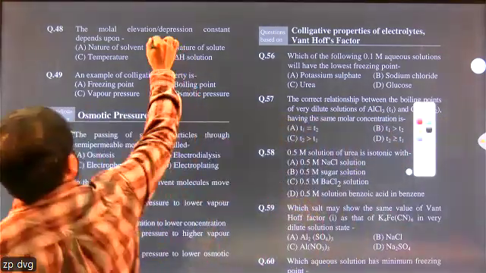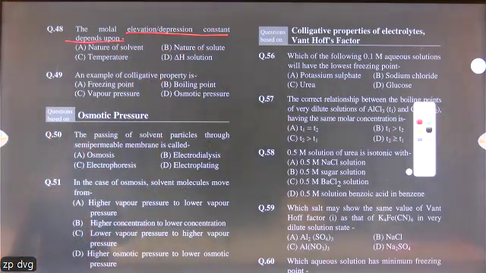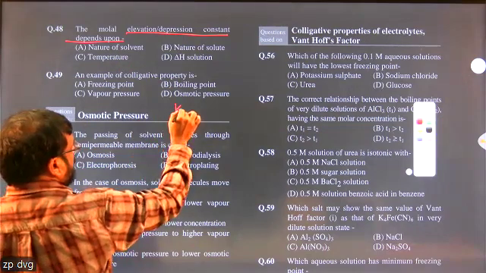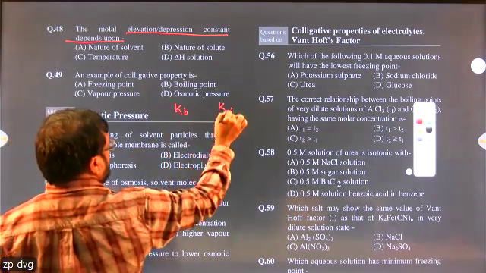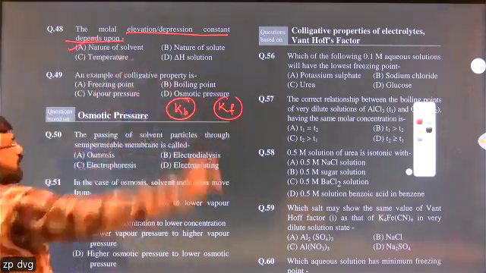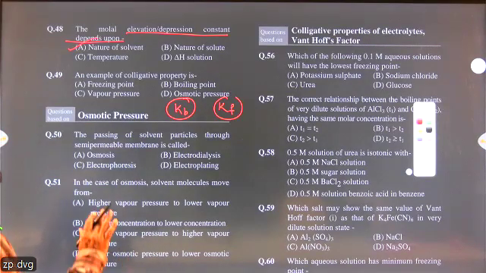The molar elevation constant or depression constant, Kb or Kf, depends only on the nature of the solvent. They do not depend on the nature of the solute or temperature. So they are related only to the nature of the solvent, Kb and Kf constants. Therefore, the correct answer for 48 is A.